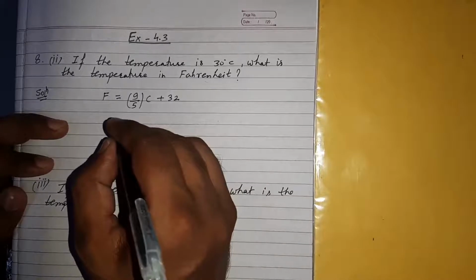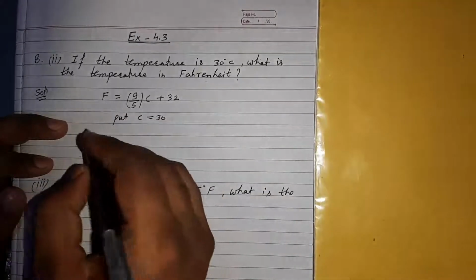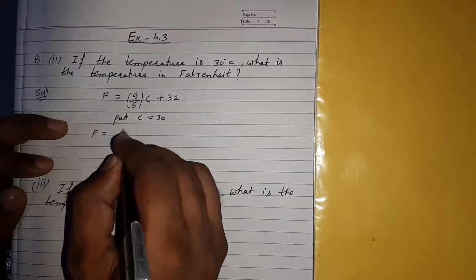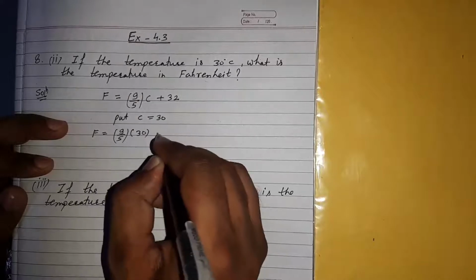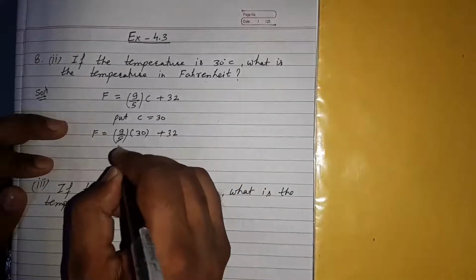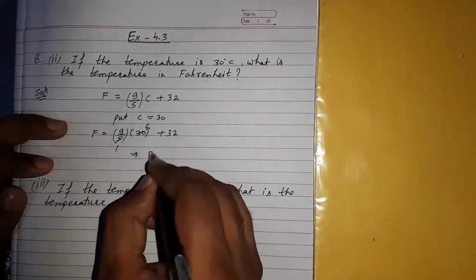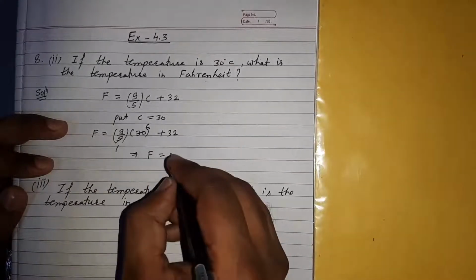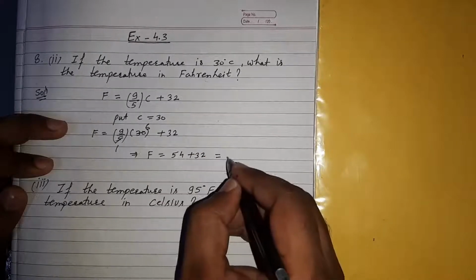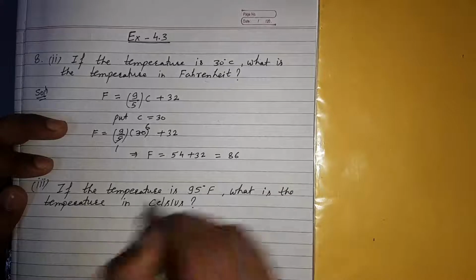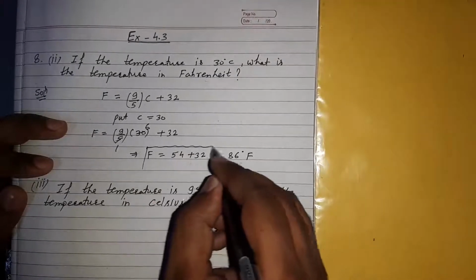Okay. So put C is equal to 30 in this equation, then the value of F will be 9 upon 5, value of C is 30, plus 32. 5 ones are 5, 6 are 54. So the value of F will be F is equal to 54 plus 32. So it will be 86 degree Fahrenheit.